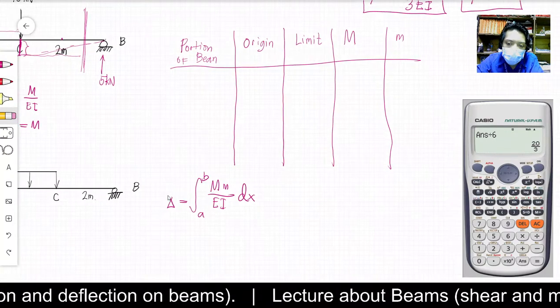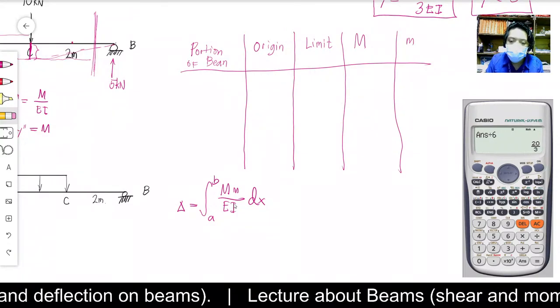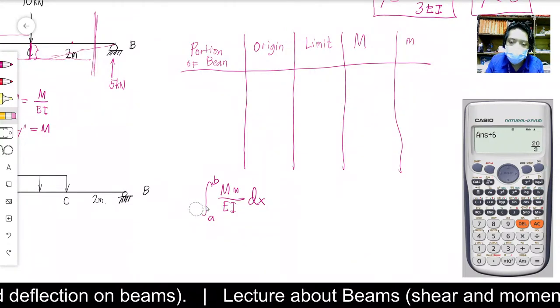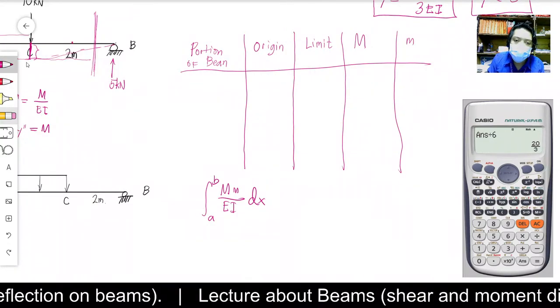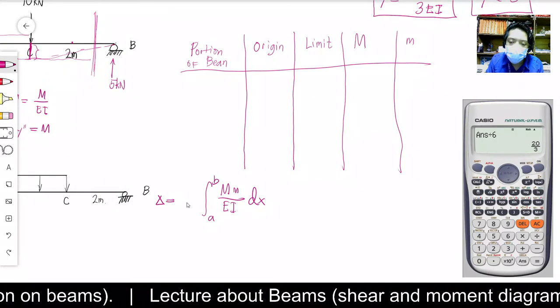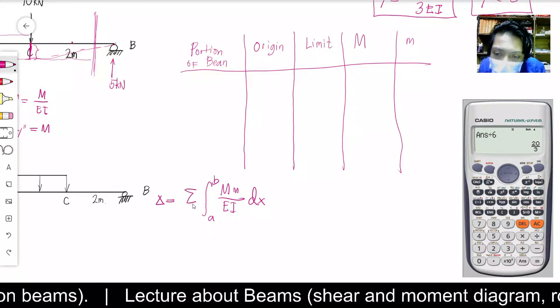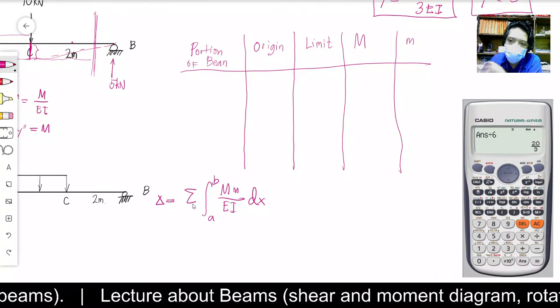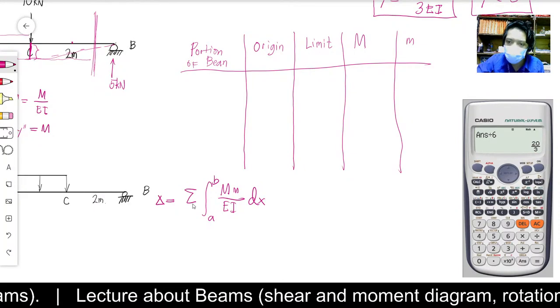I forgot to put the summation. Summation because there are many portions of the beam. Amo na din nga portion.